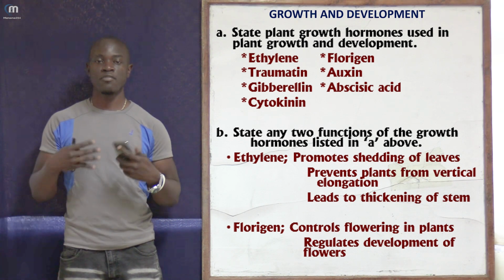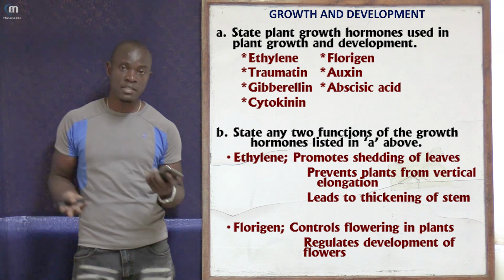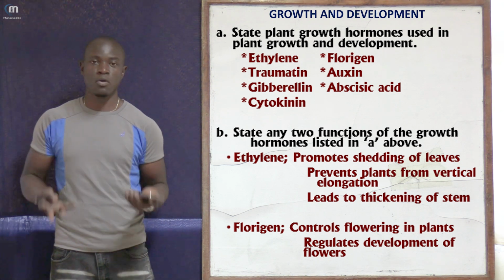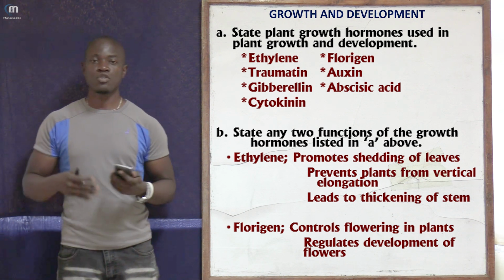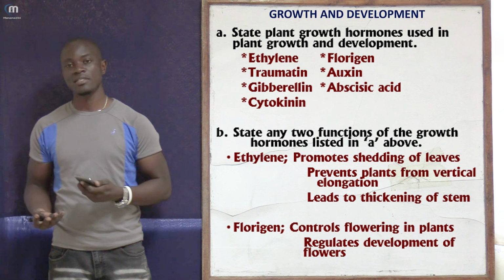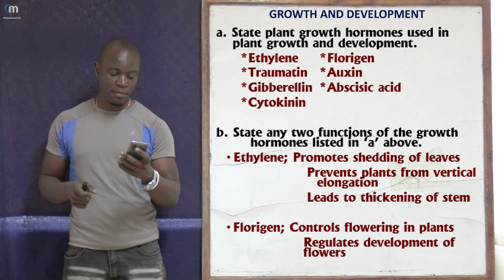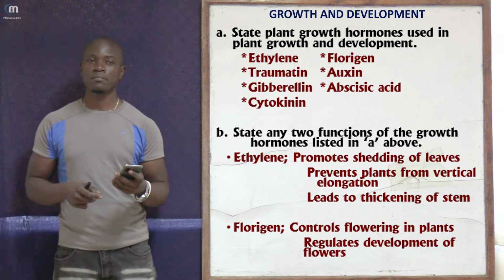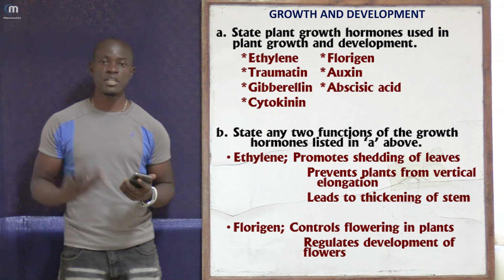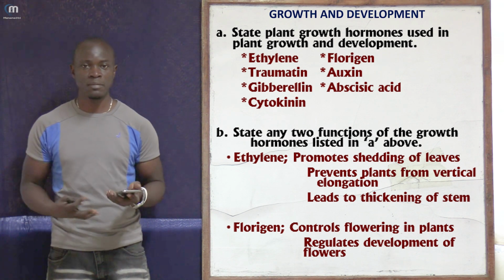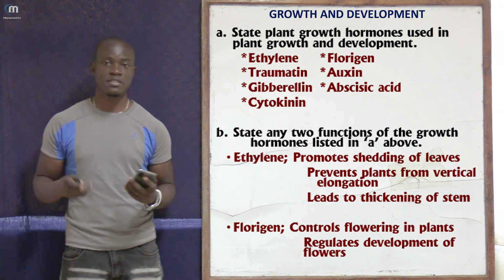We have already labeled auxins. We have said we have gibberellins also. There are many more: we have ethylene, we have florigen, we have abscisic acid, we have cytokinin. I think we are going to look at this in the upcoming subtopics, but these are a few of the growth hormones that we have. We have talked about auxins, which lead to primary growth.